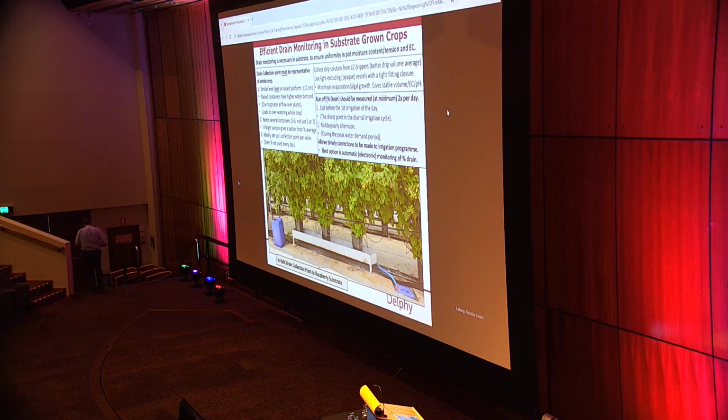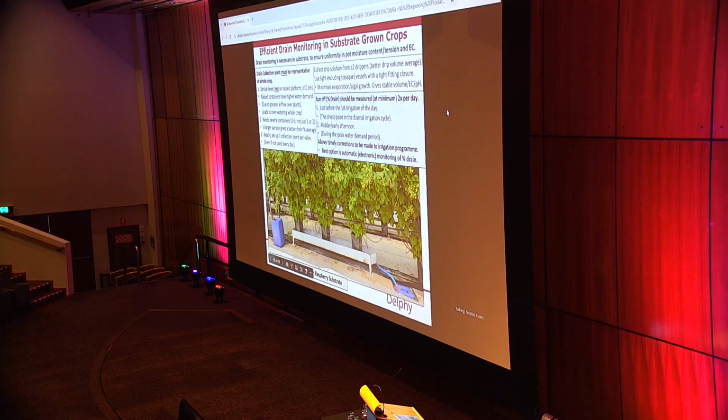Runoff or drain would be calculated, I would say, 1 time a day, but in the summer and in the peak radiation periods, 2 times a day. First time before the first irrigation of the day, which is the driest point in the diurnal irrigation cycle, and then midday or early afternoon during peak water demand. And this just allows you to make timely corrections to your irrigations to be sure to give the best supply for evapotranspiration demand, because that's what this is measuring.